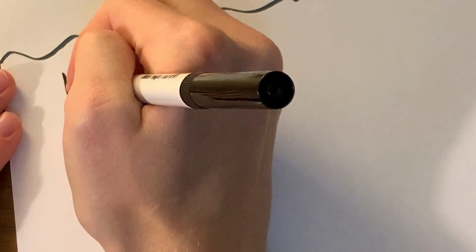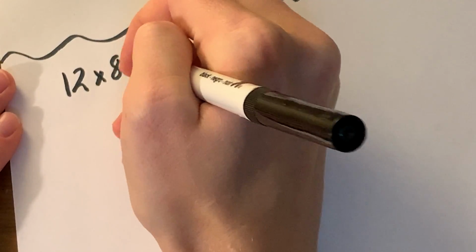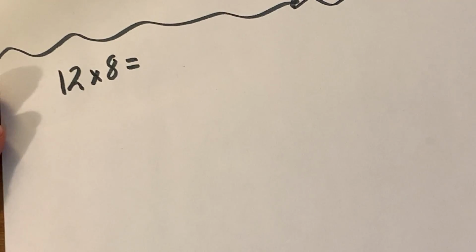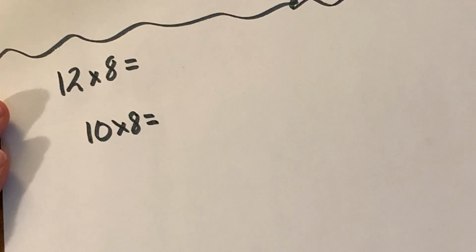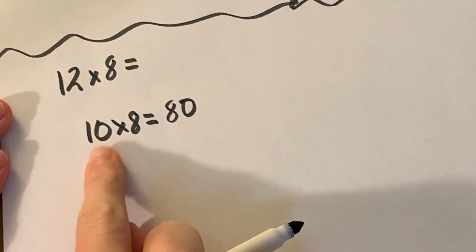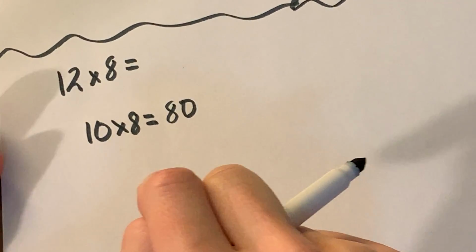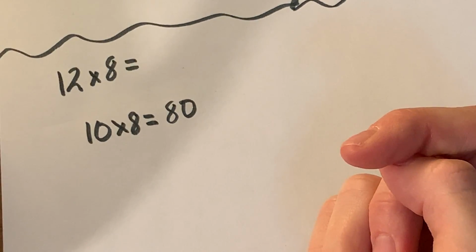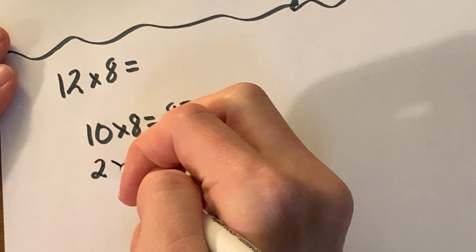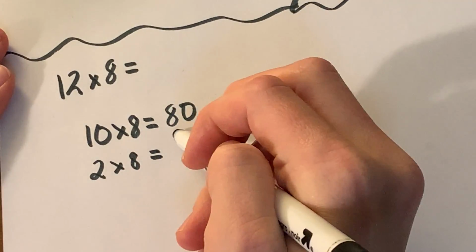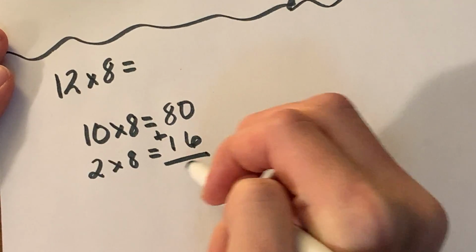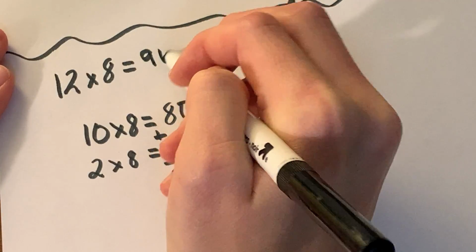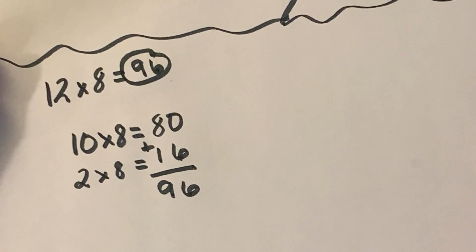So say I asked you to solve 12 times 8, okay? You know that you can do 10 times 8, right? You know that 10 times 8 is 80. Okay, so far you've got 10 groups of 8. How many more groups of 8 do you need? You need 2. So you know 2 times 8. So you're going to go ahead and do 2 times 8, which is 16, and you're going to add those two together, and you're going to get 96. So now you know that 12 times 8 is 96.